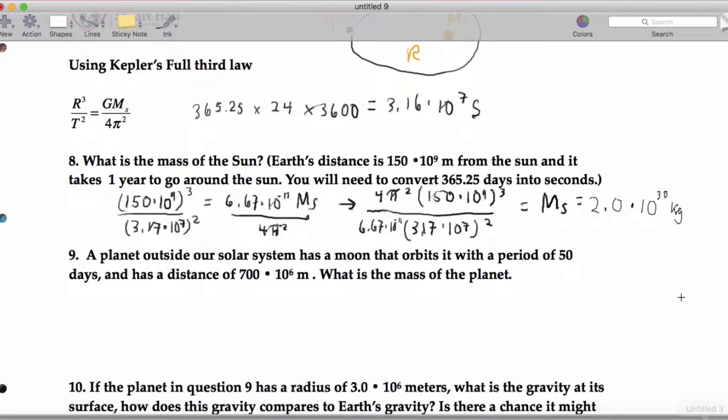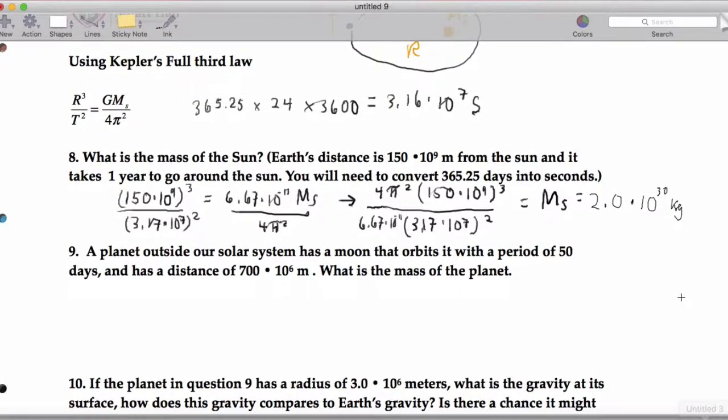So, a planet outside our solar system has a moon that orbits it with a period of 50 days and has a distance of 700 times 10 to the 6th meters. We want the mass of the planet. Once again, we need to convert days into seconds. So 50 days times 24 times 3,600 gives us a time of 1.728 times 10 to the 6th seconds. That's the time.